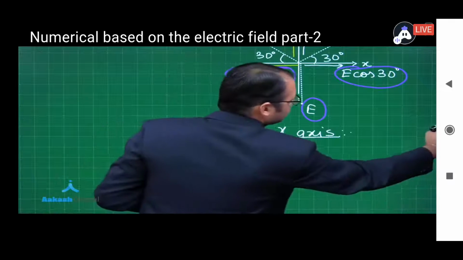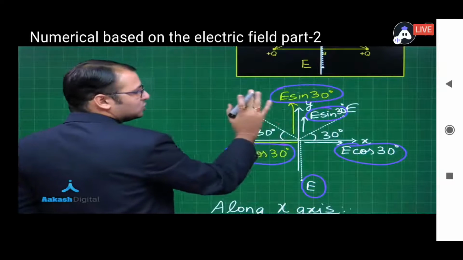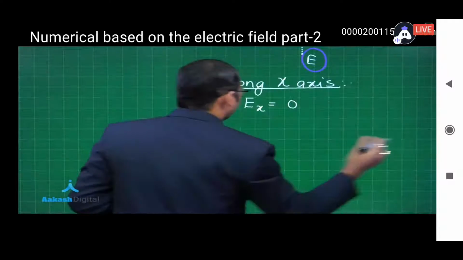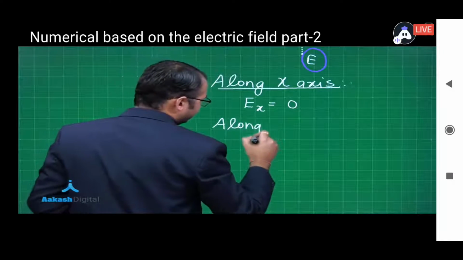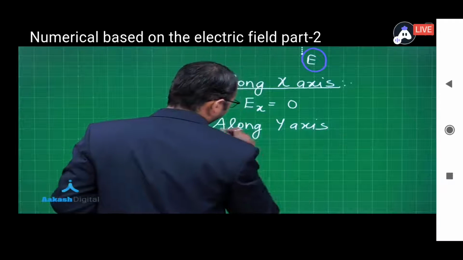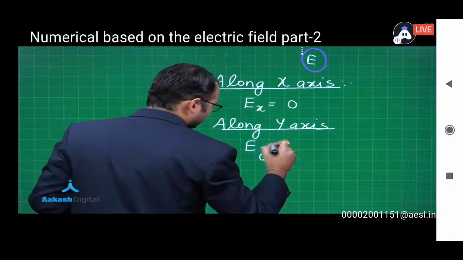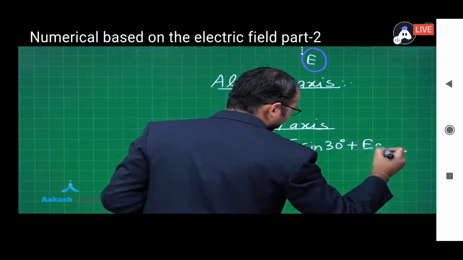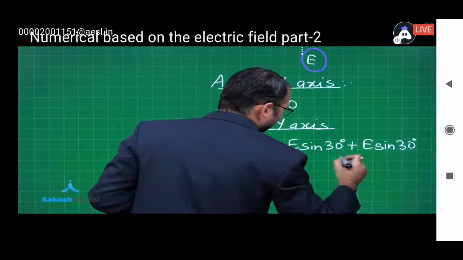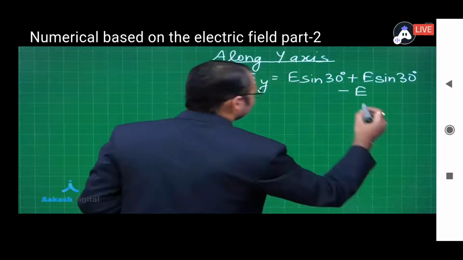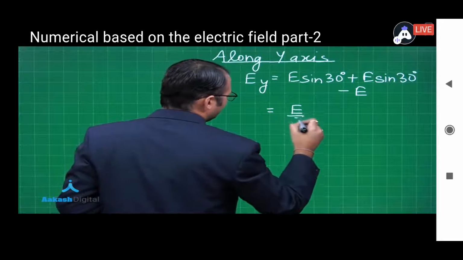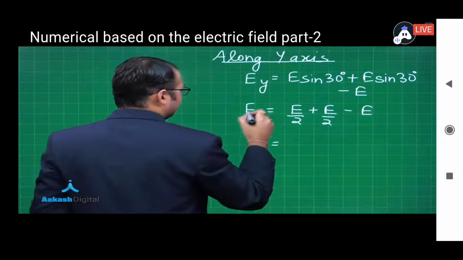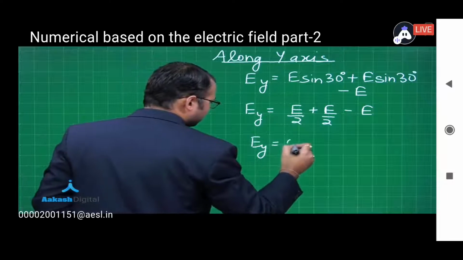Now when you talk about the y-axis, this is the positive direction, so E sin 30 plus E sin 30, and this is the negative y-axis, so this is minus E. Just add them vectorially, and along the y-axis what I will get is Ey equals E sin 30 plus E sin 30 minus E. So when you solve this, you will get E by 2 plus E by 2 minus E, and you will find that Ey here would be 0.